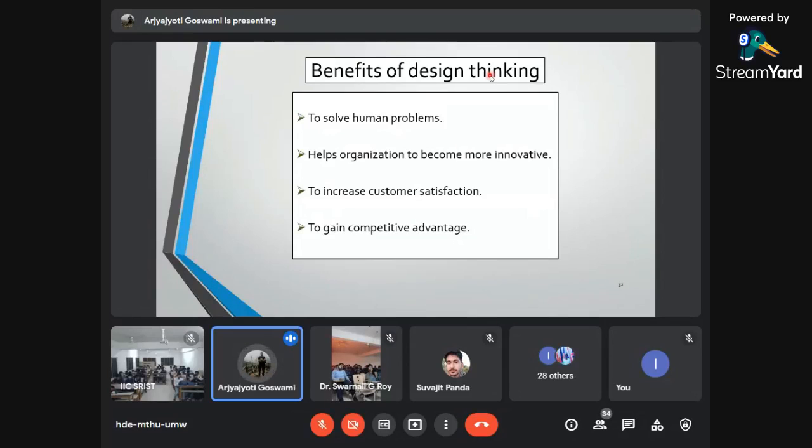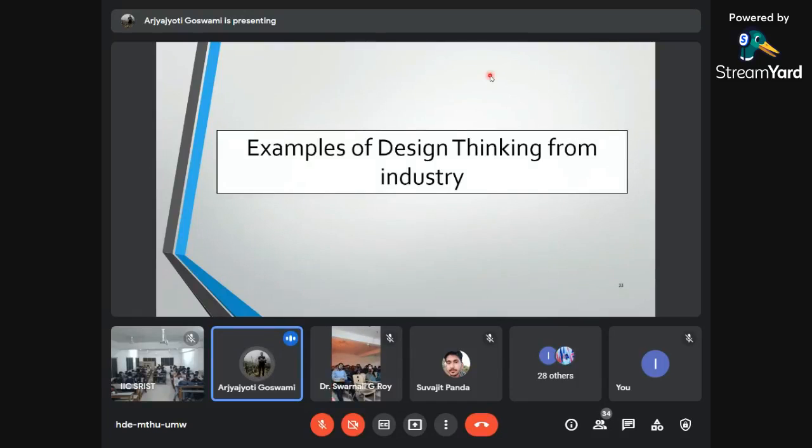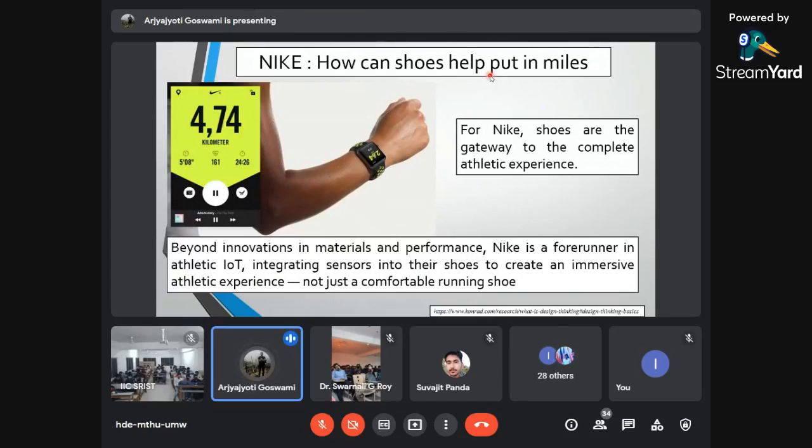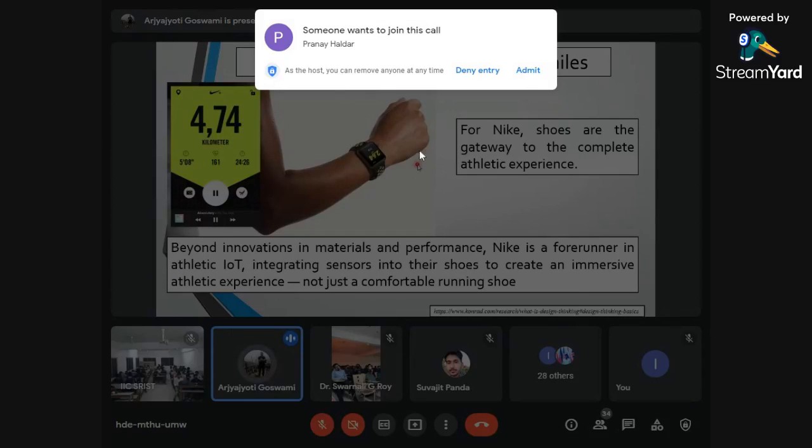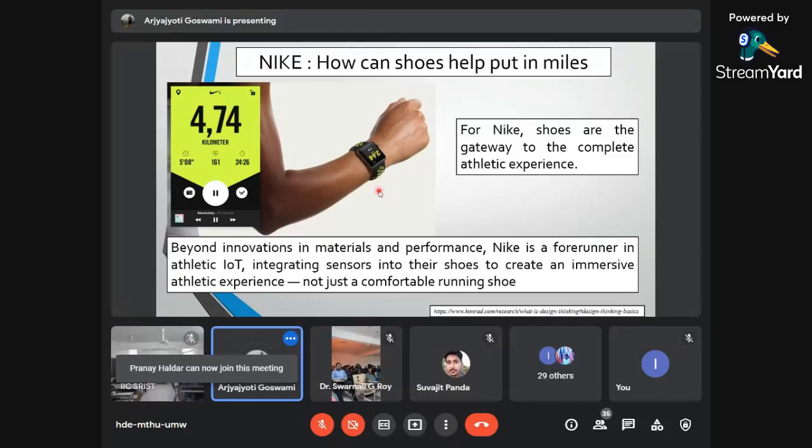Benefits of design thinking: we can solve human problems. Organizations will become more innovative, and customer satisfaction and competitive advantage will be there. Okay. From industry, how they have embraced design thinking. So Nike, we know Nike is basically a footwear company. They used to make shoes, but Nike has gone beyond the shoes. Right now, their shoes come embedded with sensors, which can be connected to your iWatch or your smartphone, which can actually measure how many kilometers you have walked, how many kilometers you have jogged, what is your present body weight, how much time duration you have jogged, and so on.